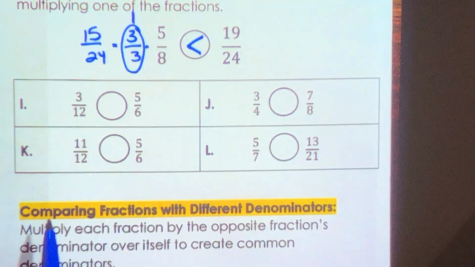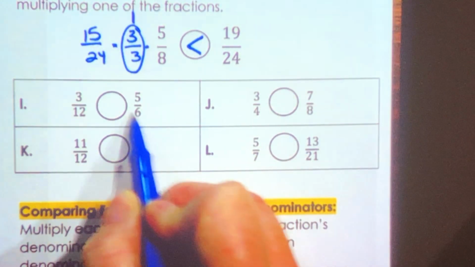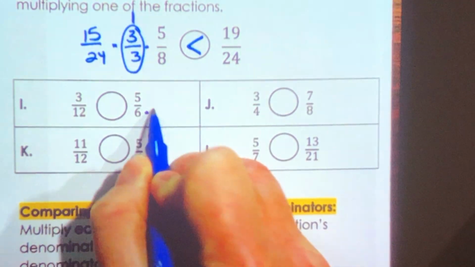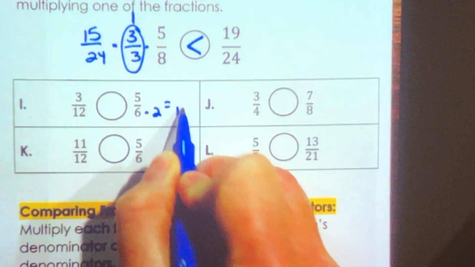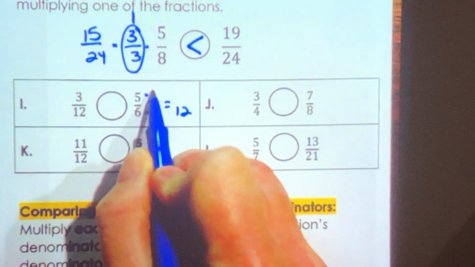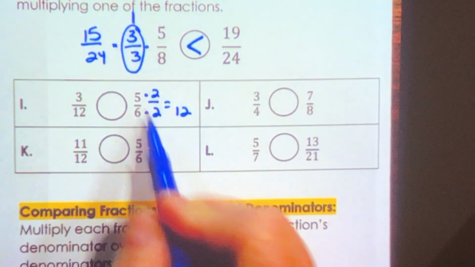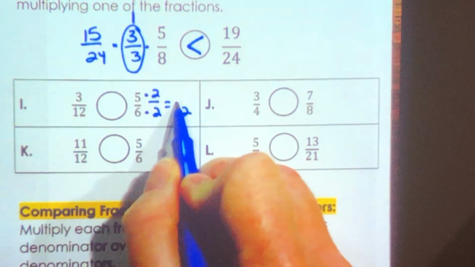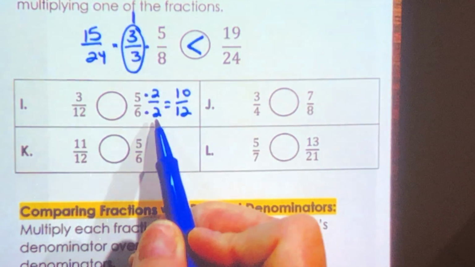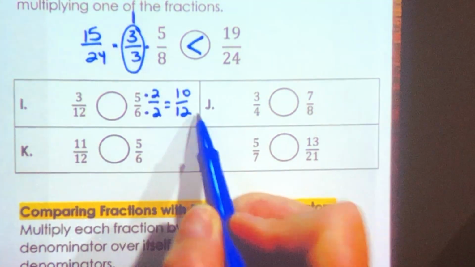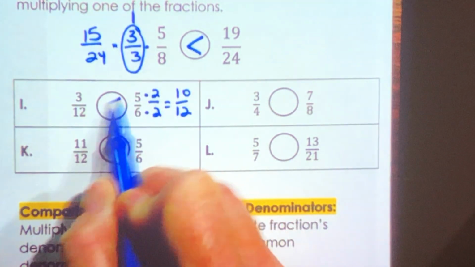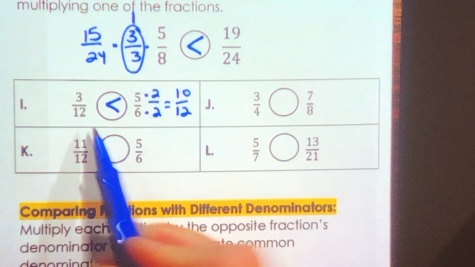So my numerators are not the same. My denominators, not the same. I look at my lower denominator. I can multiply 6 by something to get 12. I can multiply 6 by 2, and that will give me 12. Now, in order to make an equivalent fraction, I need to multiply my numerator by the same thing. So 5 times 2, that's 10. So when I multiplied 5/6 by 2 over 2, that's the same as multiplying 5/6 by 1. I'm now comparing 3/12 with 10/12. And 10/12 is greater. That would mean 5/6 is greater than 3/12.